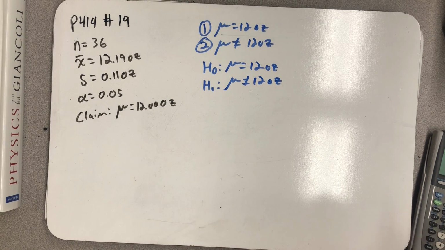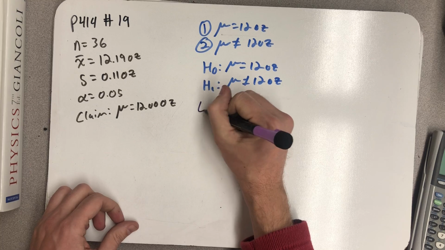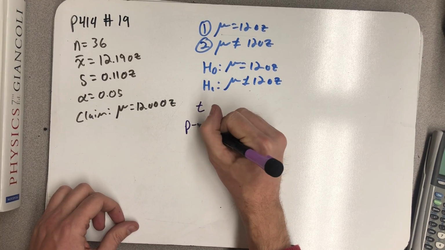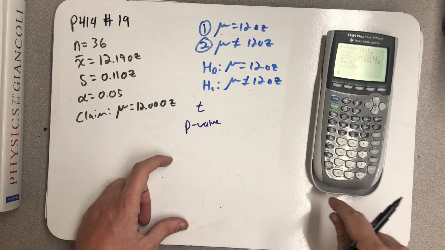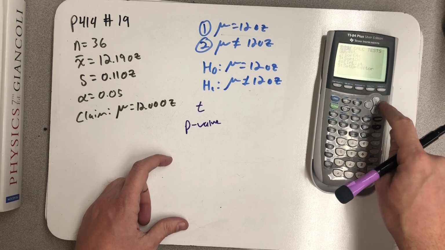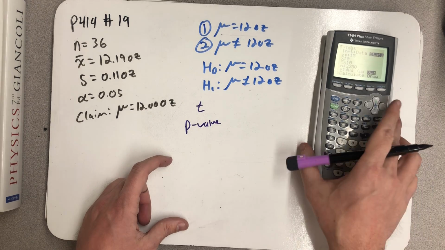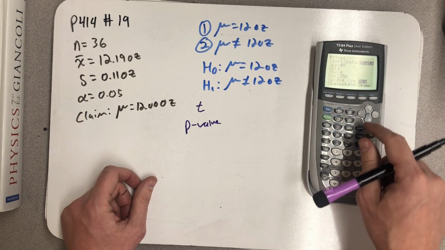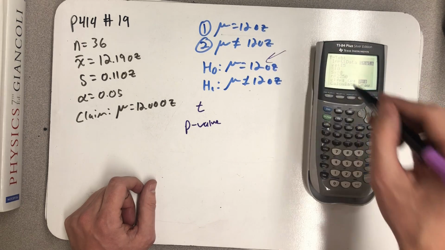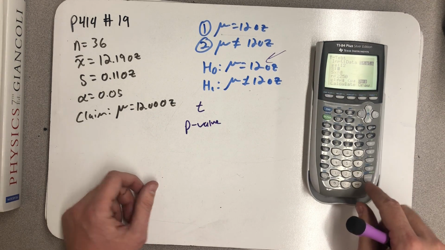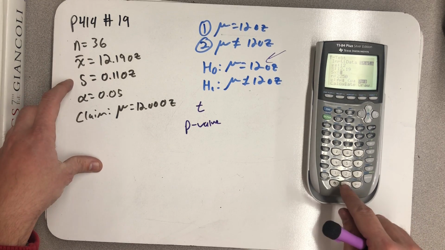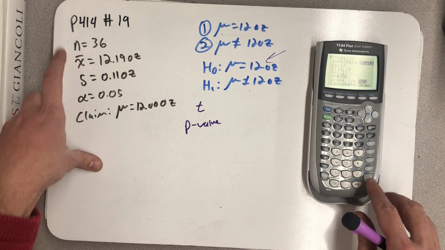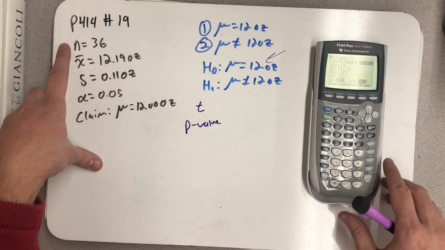Okay, now I need a test statistic, which here will be a t-score from the t-distribution and a p-value. I'll be making my decision here about the p-value. So I need to hit stat and go over to test, and this will be a t-test. I have summary stats this time. Mu naught is the claimed value in the null hypothesis, so 12. I have a sample mean of 12.19, a sample standard deviation of 0.11, and a sample size of 36.